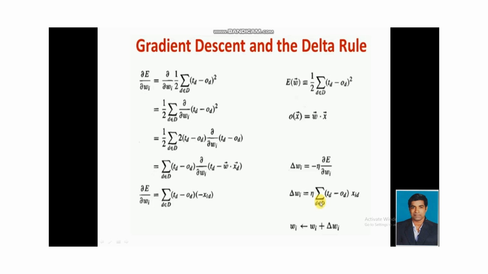We are substituting the E value in the change in weight equation, so that delta omega i is equal to eta into the sum over d, where d is a subset of capital D, of (td minus od), the difference between target value and observed value, into xid. Then the updated weight Wi is equal to the current weight plus the change in weight.